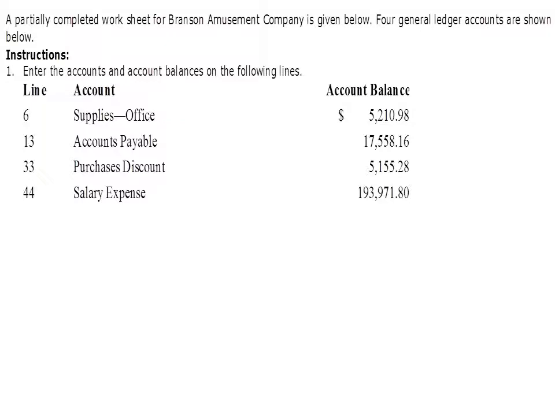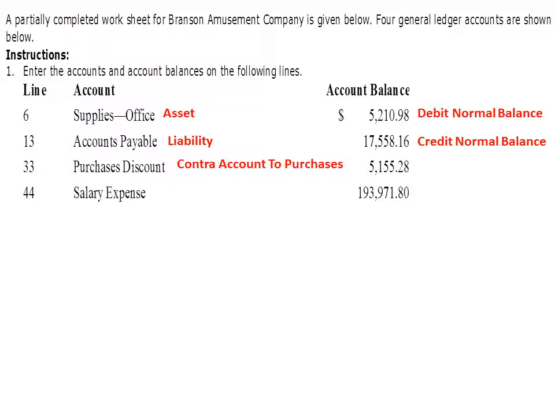If you look at supplies office, it is an asset account. Its account balance will have a debit normal balance, which means it will be a debit entry on the trial balance. Accounts payable is our liability account. It has a credit normal balance. That will then be a credit entry on the trial balance column. Purchase discount is a contra account to purchases, which is an expense account. So therefore, it will have a credit normal balance. So on the trial balance column, you will see a credit entry for the purchases discount. And then salary expense is an expense account, and you'll see a debit normal balance there.